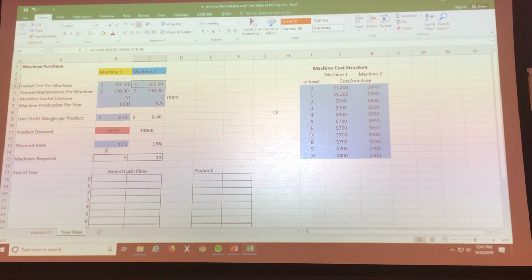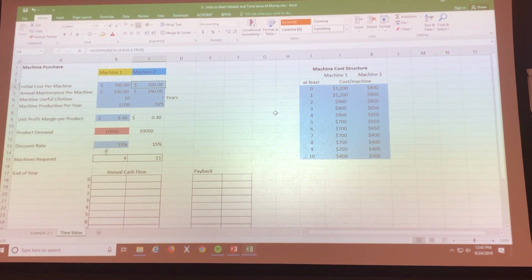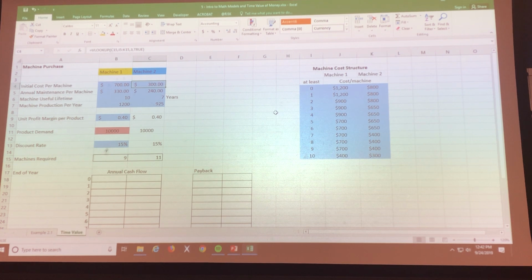We couldn't get the price out of that VLOOKUP until we knew how many machines. Okay, so we're doing pretty well. The next part is to fill in the cash flows, which would take way longer than the 2 or 3 minutes that we have left right now.